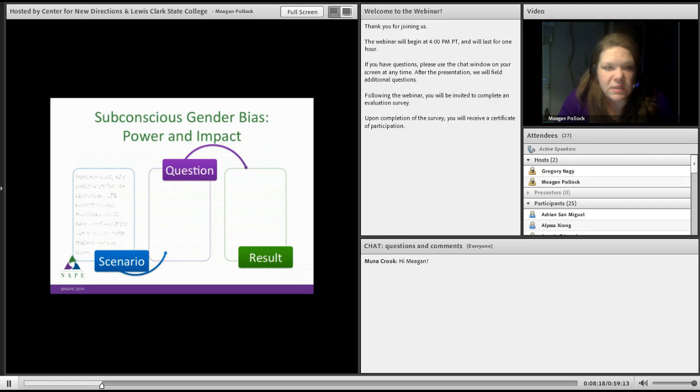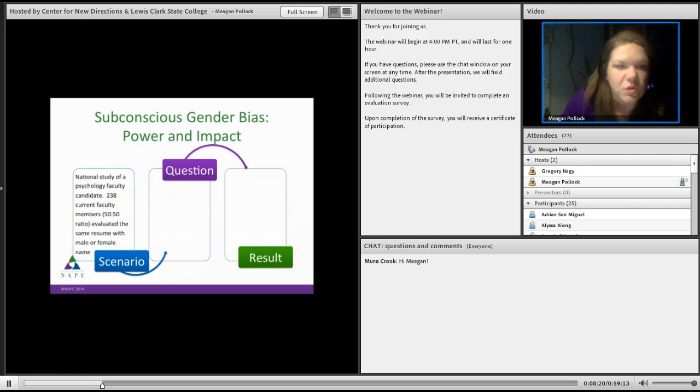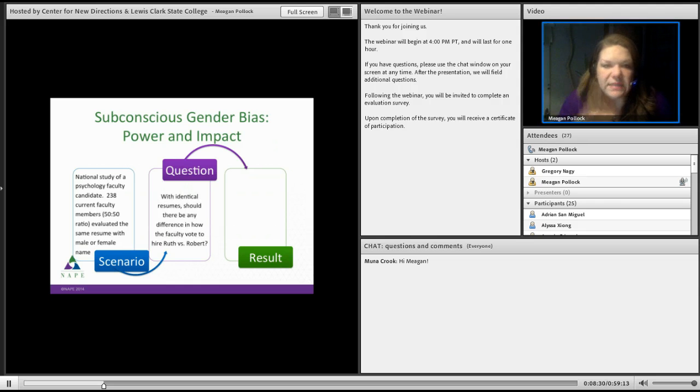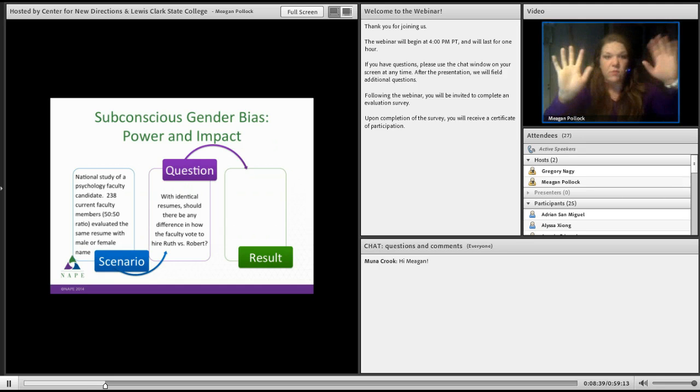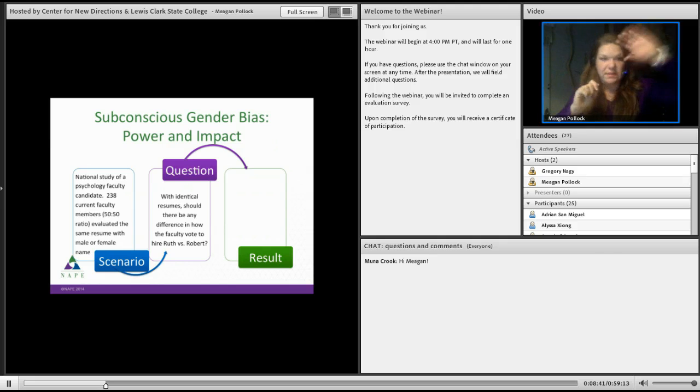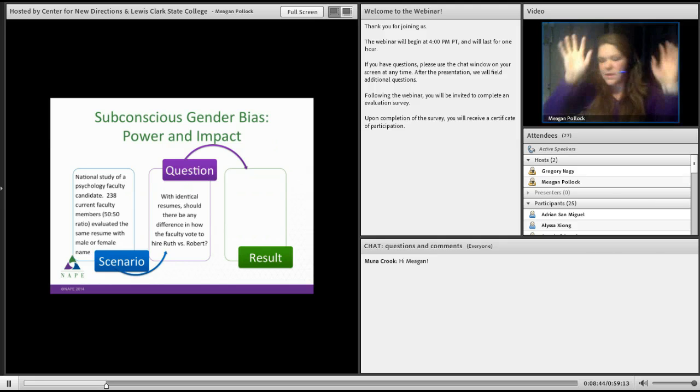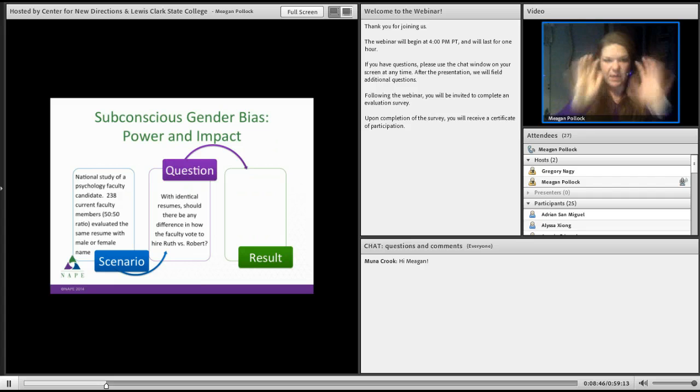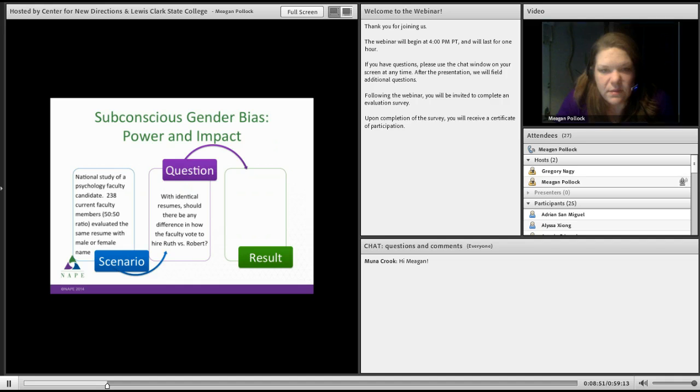So the scenario here is that there was a national study of psychology faculty, and they were trying to evaluate resumes, but the question is with identical resumes, should there be any difference in how the faculty vote to hire Ruth or Robert, right? Okay, so you've got the same resume, but you've got one that says Ruth and one that says Robert. Again, the same work, same education, same paper, just different name. And so what do you think the result was?